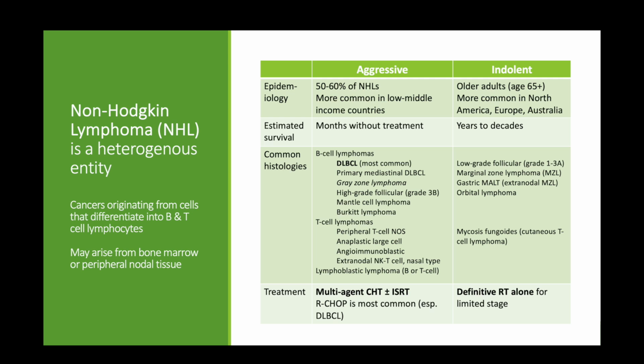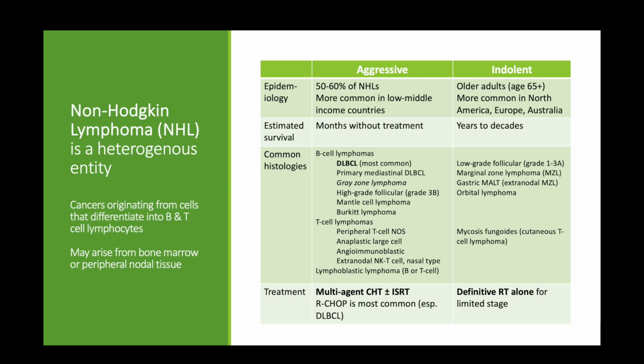Now, in terms of indolent lymphomas, these tend to affect more older adults, so age 65 plus. They tend to be more common in well-developed countries like North America, Europe, Australia. Without treatment, they can sometimes just be observed, with an estimated survival on the order of years to decades, so much, much longer than these aggressive lymphomas.